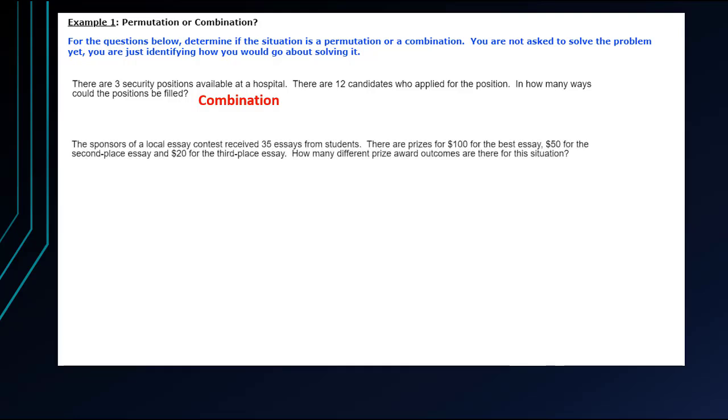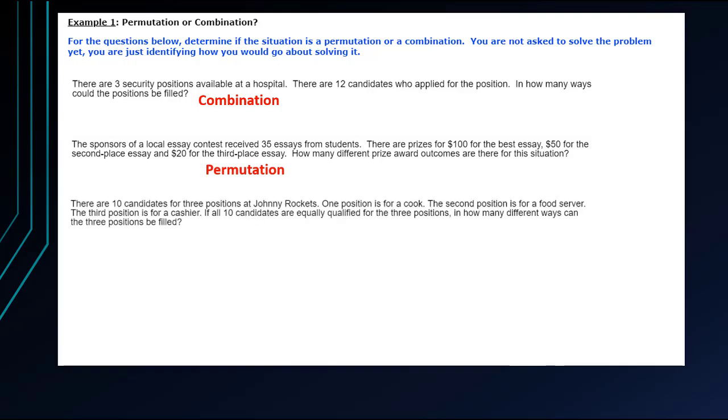For the next one, the sponsors of a local essay contest received 35 essays from students. The prizes are $100 for the best essay, $50 for the second place essay, and $20 for the third place essay. How many different prize award outcomes are there for this situation? Now this one here, there are 3 people being chosen out of 35, but those 3 are going to have specific rewards. So if I say Kate got $100 and John got $50, it's different than me saying John got $100 and Kate got $50, and not mentioning the $20 person at all. So the order does matter here, so it's more of a permutation.